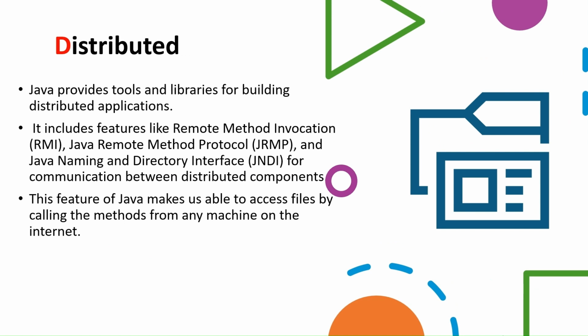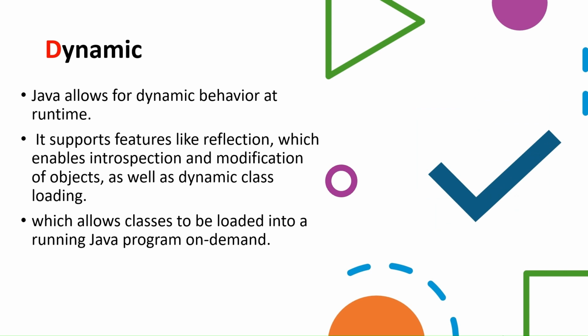Distributed. Java provides tools and libraries for building distributed applications. It includes features like Remote Method Invocation, RMI, Java Remote Method Protocol, JRMP, and Java Naming and Directory Interface, JNDI, for communication between distributed components. This feature of Java makes us able to access files by calling the methods from any machine on the internet. Dynamic. Java allows for dynamic behavior at runtime. It supports features like reflection, which enables introspection and modification of objects, as well as dynamic class loading, which allows classes to be loaded into a running Java program on demand.